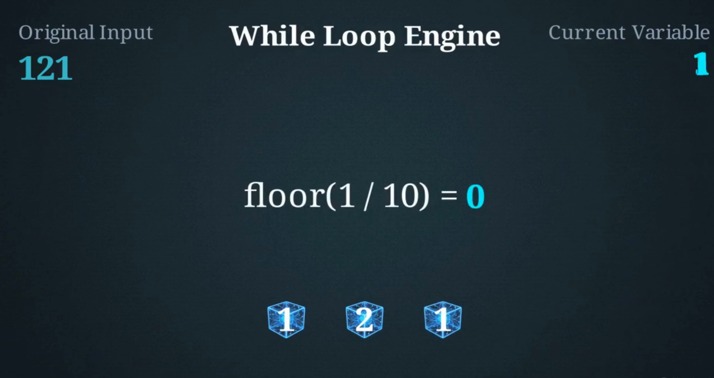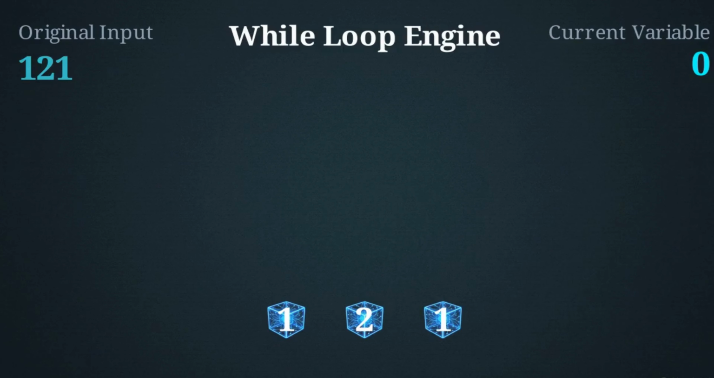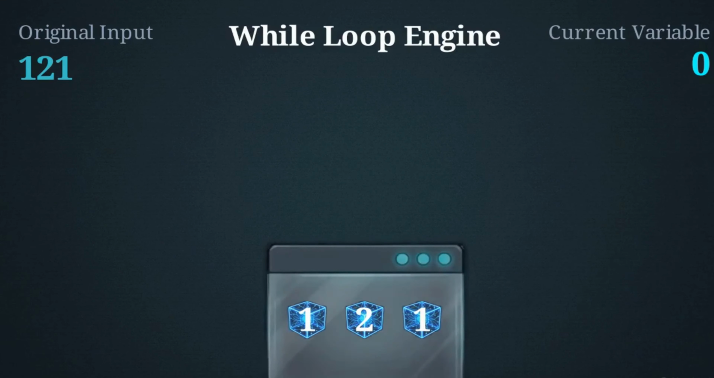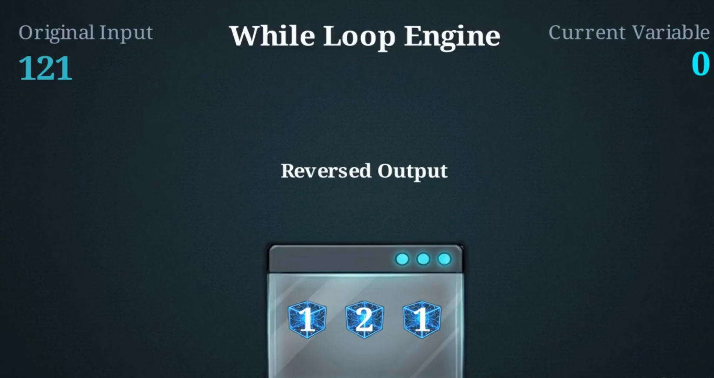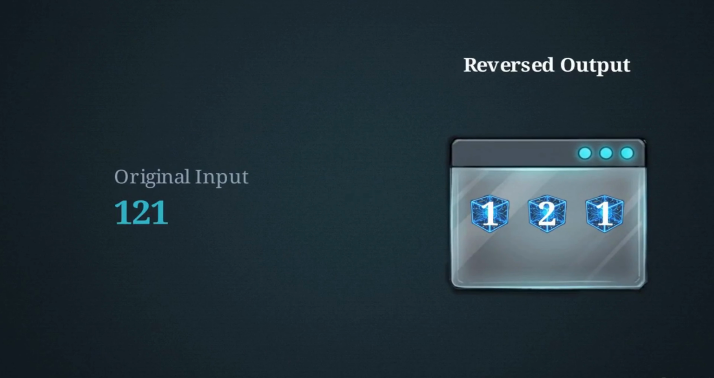We use this exact loop engine to solve multiple exam problems. Extracting those digits and letting them rebuild backwards solves the reverse number sum. Taking that newly reversed string and comparing it against the original input variable instantly solves the palindrome check.